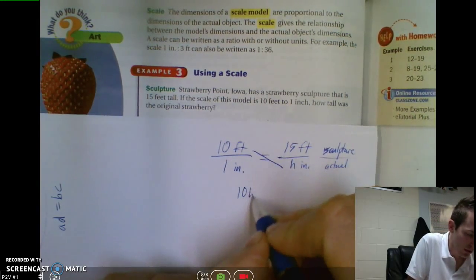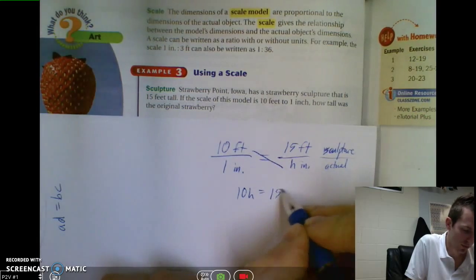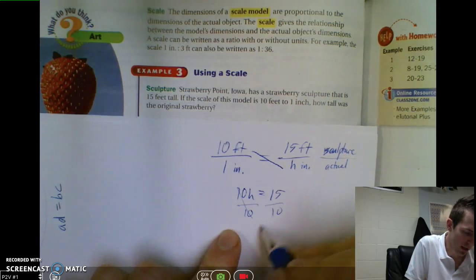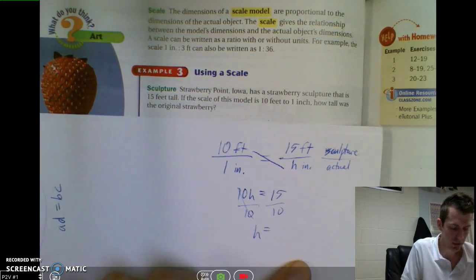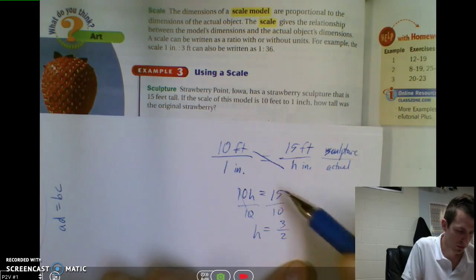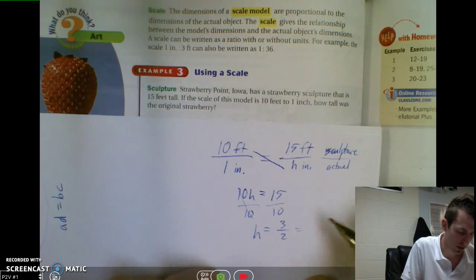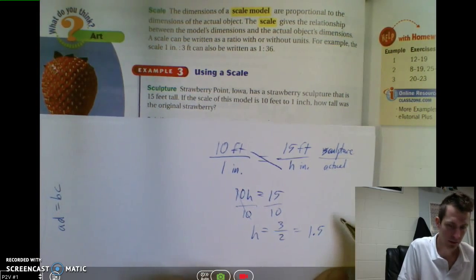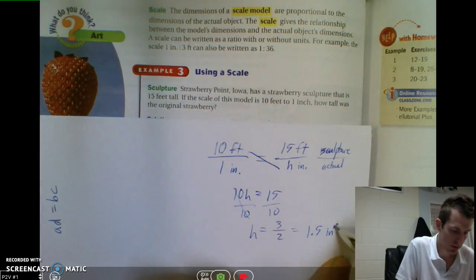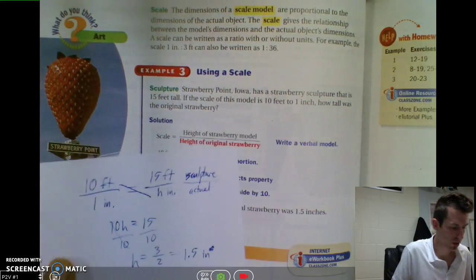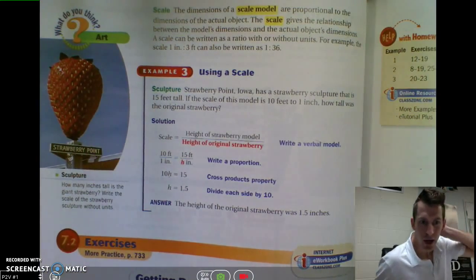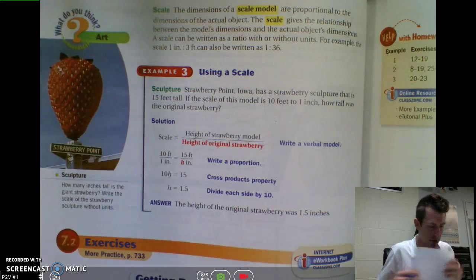10 times h equals 15 times 1, which is just 15. Divide both sides by 10 to get rid of that. h equals 15 divided by 10, which simplifies to 3 over 2. Does it not? Yes, it does. 3 over 2 is the same as 1.5. So the height of our original strawberry is 1.5 inches. Okay, let's see if I got that right. Height, 1.5 inches. Cool. I've got 1 minute to maybe do an example problem here.